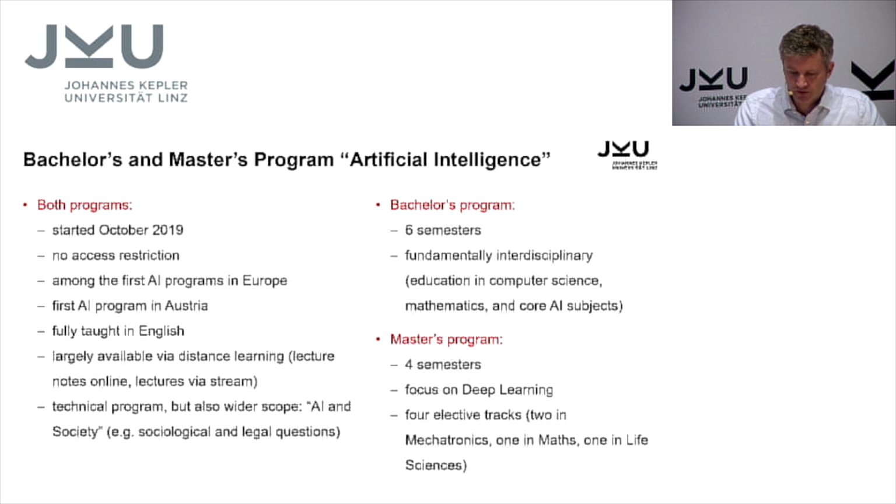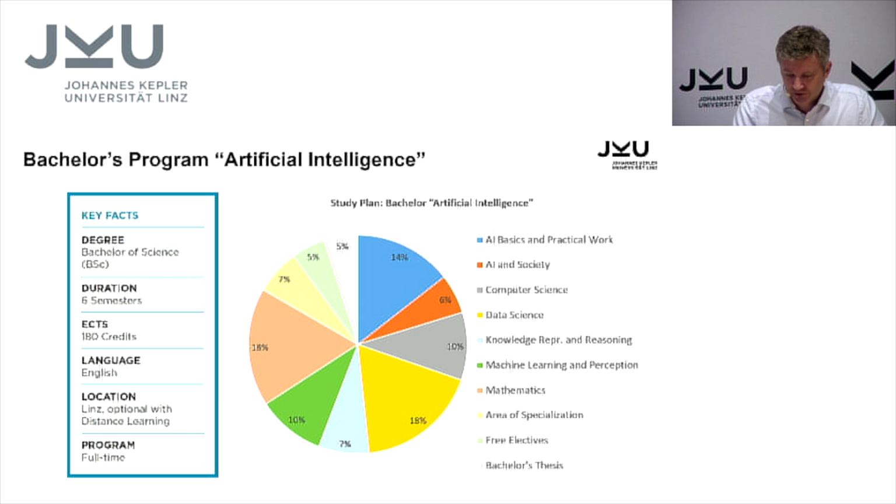And just mentioning, of course, later you can go on with a master's program. This is 4 semesters, 120 ECTS credits, where we have a heavy focus on the field of deep learning, and there you can choose an elective track. 2 tracks are in mechatronics, 1 is more in a mathematics direction, and 1 is in life science. So back to the bachelor's program. It's a Bachelor of Science degree, 6 semesters, 180 credits, fully in English, and it's a full-time program, but due to the distance learning elements we have, it is somewhat compatible with studying next to having a job.